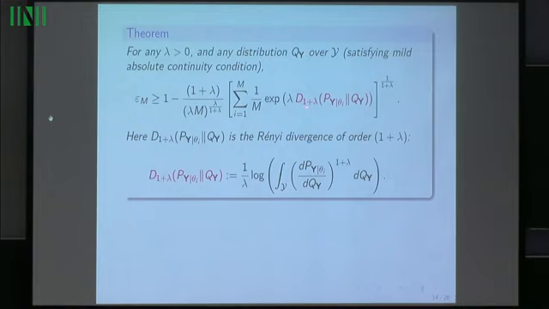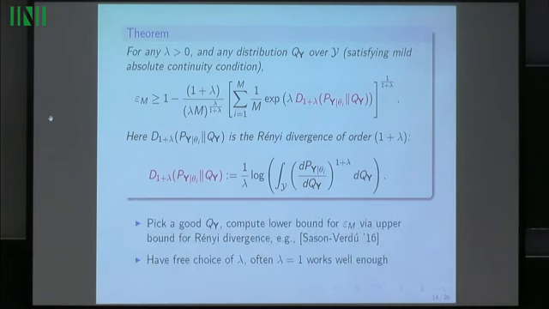Okay, so the ith term in this average is the Renyi divergence of order 1 plus lambda between the distribution P of y given theta i and the Q of y. Remember, Q of y is anything you can pick, and the Renyi divergence of order 1 plus lambda is defined as 1 over lambda times log of the expectation of this likelihood ratio raised to the 1 plus lambda. Now the point is, how useful is this? It should be computable. That's what we care about.